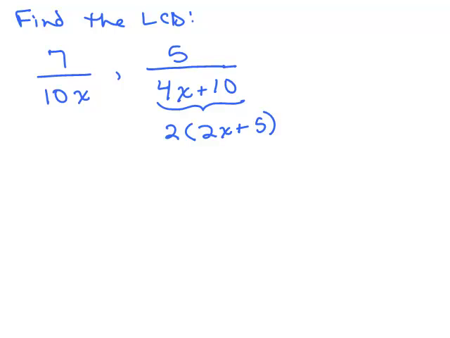Okay, now if we wrote this all the way down, it would be 2 times 5 times x. So 2x plus 5, that is a factor in its own right. It's not that 2x is a factor, it's not that 5 is a factor. It's the entire quantity 2x plus 5.